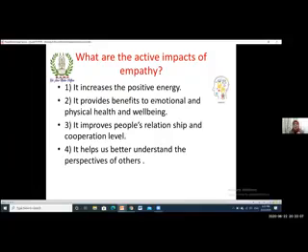The second point, it provides benefits to emotional and physical health and well-being. Yes, for the empathic person, this impact will enhance their health, and they reduce blood pressure and diabetes. It will protect our health. Number 3, it improves people's relationships.